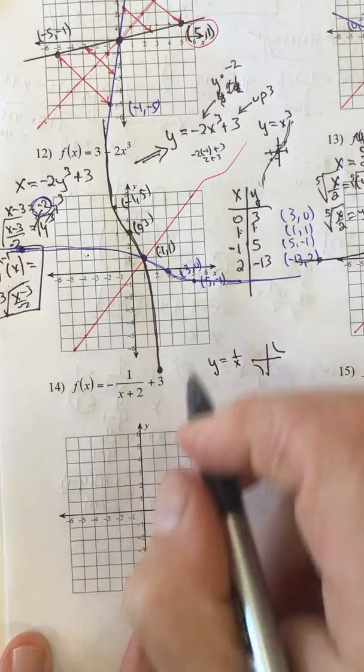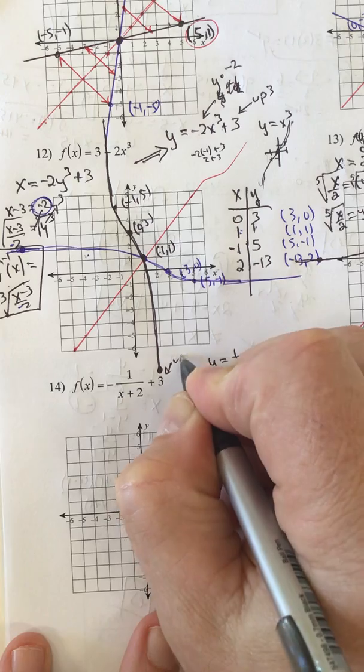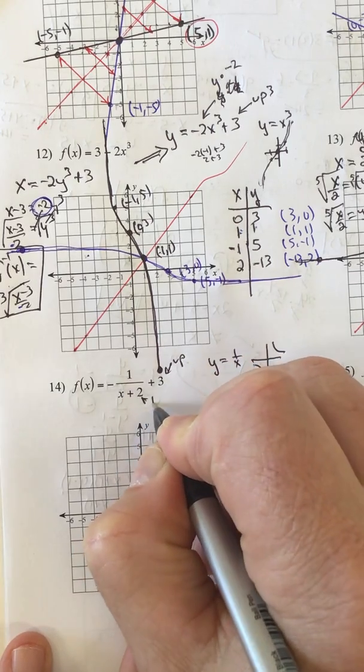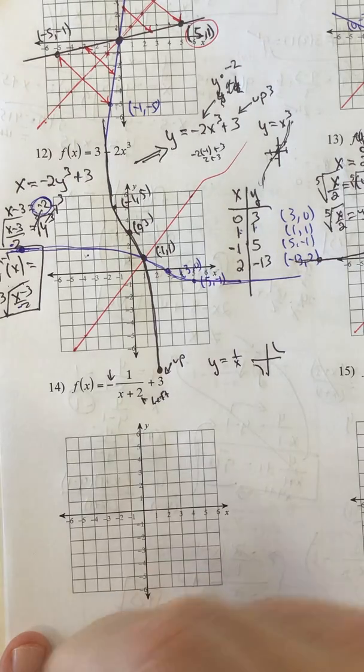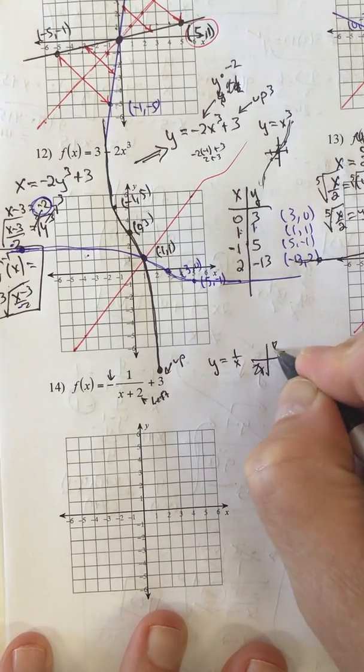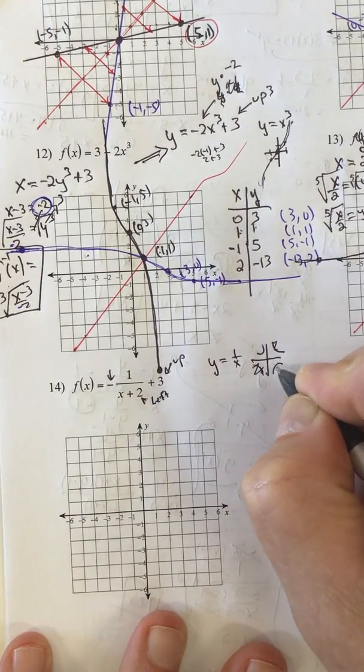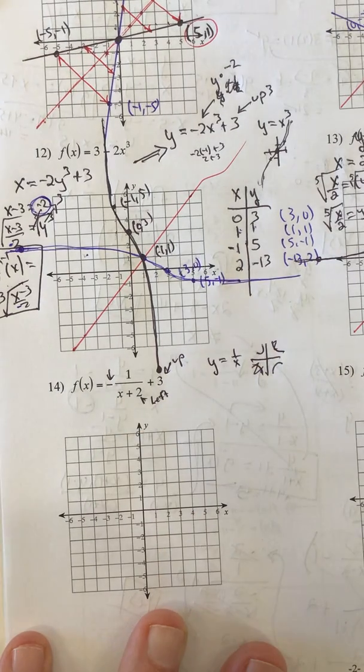That's the 1 over x. It's going to be shifted. It's going to be up 3, and it's going to be left 2. And it's also going to be upside down. So really it's not going to look like this. It's going to be down here, shifted up 3, left 2. So I actually think I might graph it that way this time.